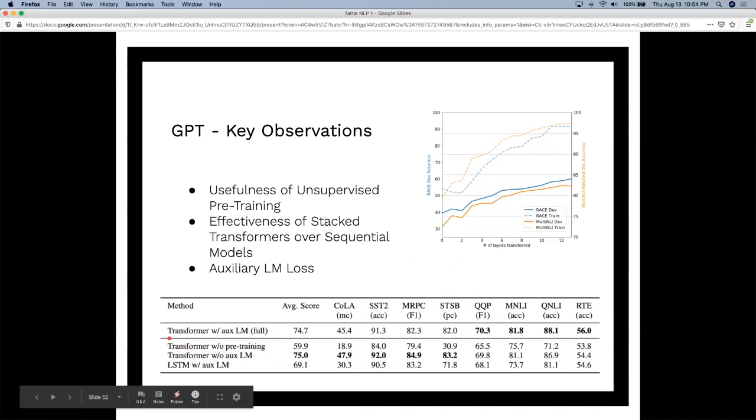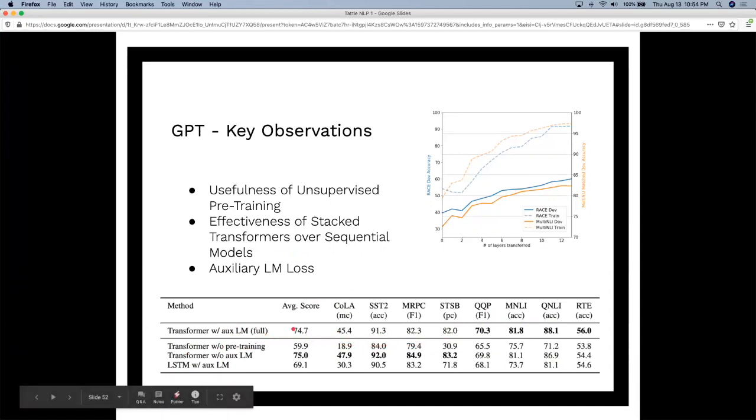It shows that LSTM with the auxiliary language modeling loss performs significantly worse than the transformer without the auxiliary loss. And once they add the auxiliary loss to the transformer, in some of the cases it works better, in some cases not too bad. So there are cases where it helps and cases where it doesn't. Then it shows that when you do the pre-training, it almost always helps. Without pre-training versus with pre-training, there is a significant difference in the first two lines. So these are the key takeaways.